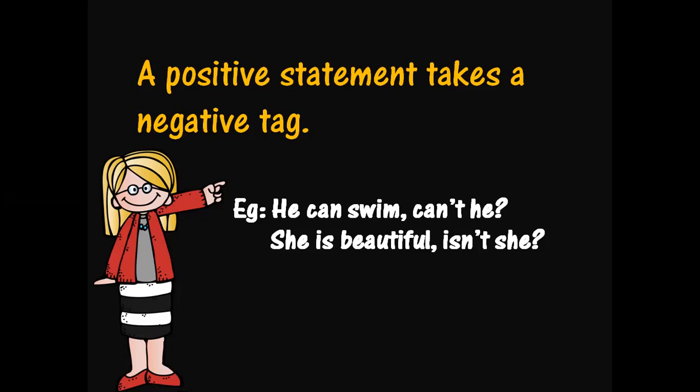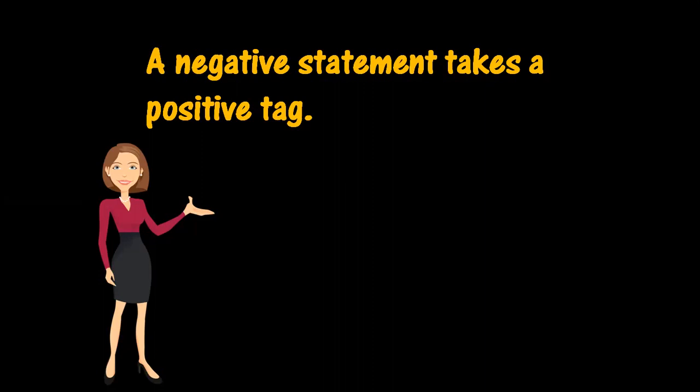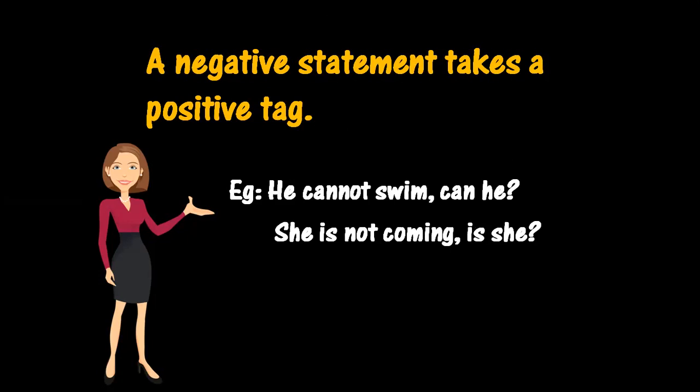And the other basic rule, vice versa to the first one: a negative statement takes a positive tag. If the statement is negative, we use a positive tag. Look at the examples. He cannot swim, can he? She is not coming, is she? Here cannot is a negative in the statement, so we are using can he in the tag. She is not coming, is not in the statement, so we are using is she in the tag. So these two are the basic rules of the question tags.